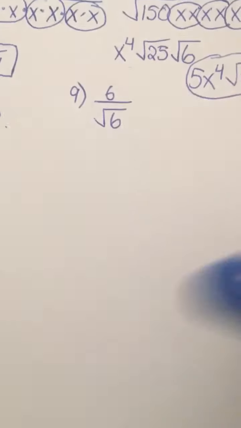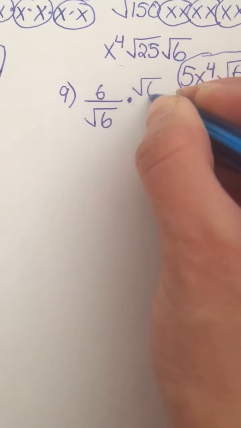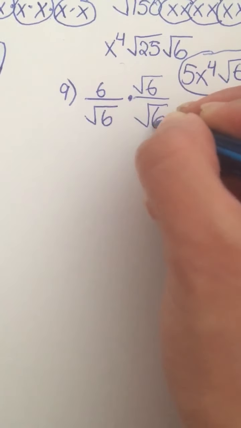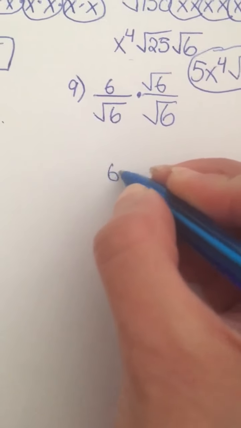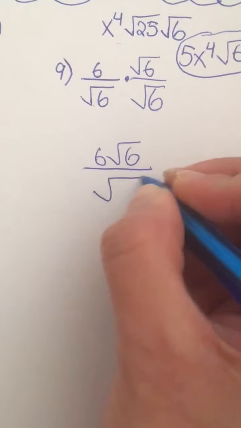And we'll do one more. So we have 6 over radical 6. So again, times radical 6 over radical 6. So we're going to have in the top 6 radical 6, just write them next to each other. The bottom, this becomes radical 36.